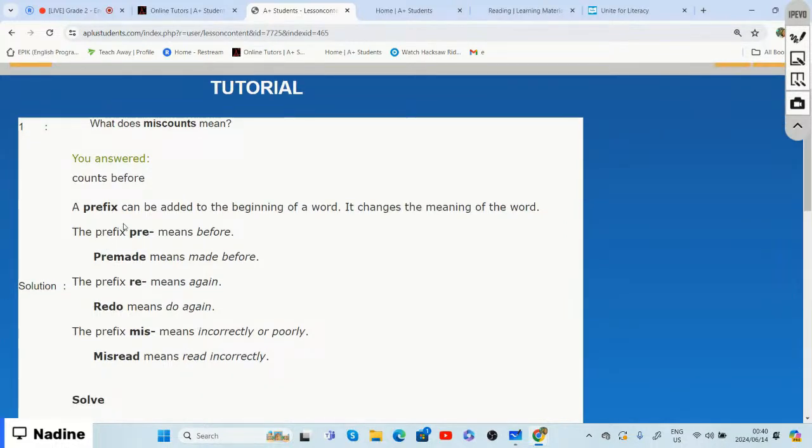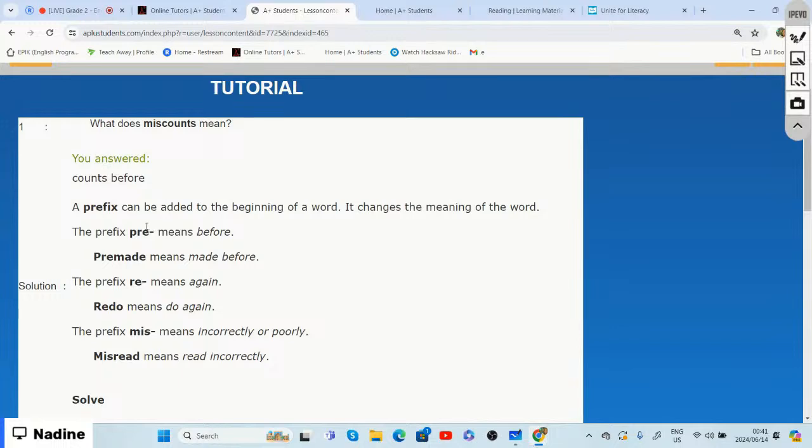We say that a prefix can be added to the beginning of a word. So we have a base word, right? And then a prefix is added to the beginning of that base word and it changes the meaning of the word, right? For example, pre means before, re means again, and miss means either incorrectly or poorly or wrongly, right?